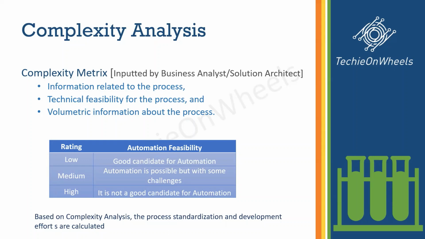Talking about the complexity analysis, once we have a feasibility matrix and the process is feasible for automation, we need to see how complex it is to develop the bot around it. The complexity matrix is again a matrix which is filled with the help of the business analyst and solution architect if required. Again, it depends on what kind of process we are looking at. If it is simple, a known kind of automation, then the business analyst is self-sufficient to fill this complexity matrix. It has the same kind of information which we had in the feasibility matrix.